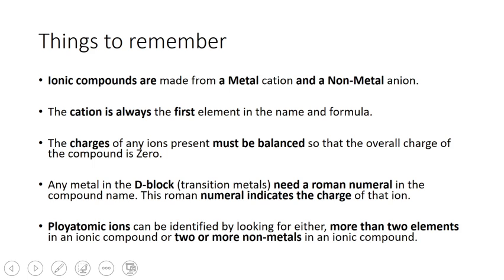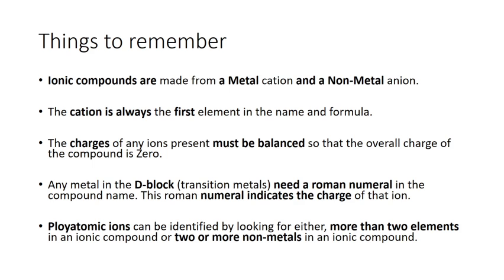So for wrapping up here, some things to remember. Ionic compounds are made from a metal and a nonmetal. The cation is always the first element in both the name and the formula. The charges of any ions present must be balanced so that the overall charge of the compound is 0. Any metal in the D block, which I will refer to as a transition metal, needs a Roman numeral in the compound name. And the Roman numeral indicates the charge of that ion. So if you see a Roman numeral in the name, that is the charge of the metal.